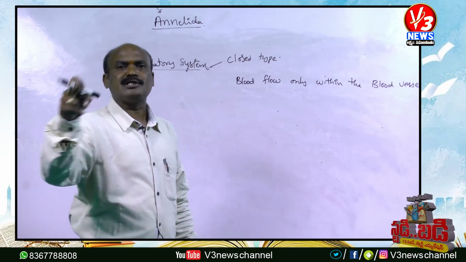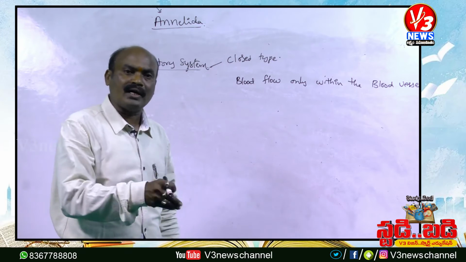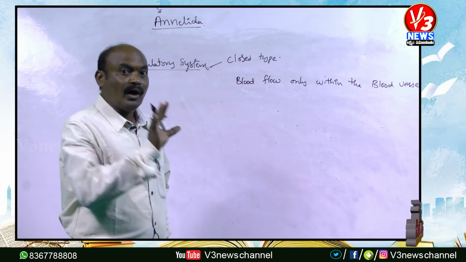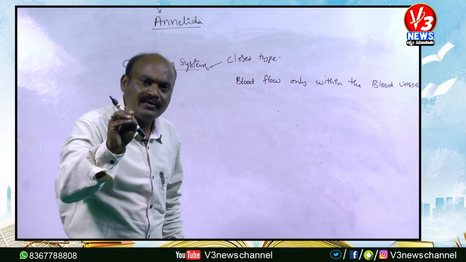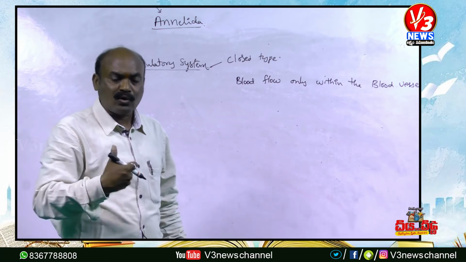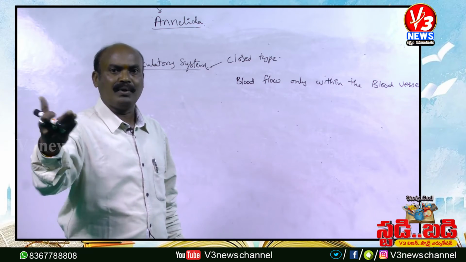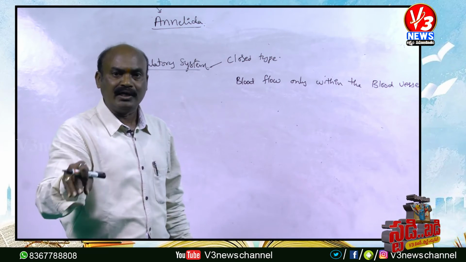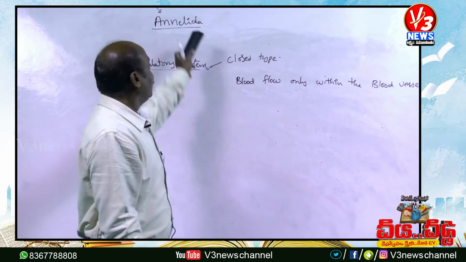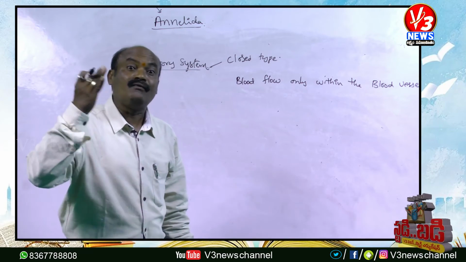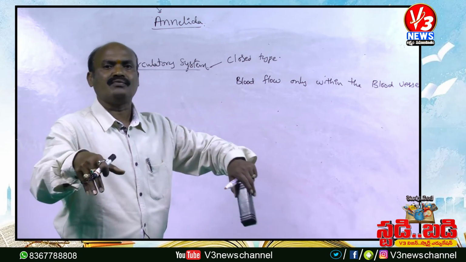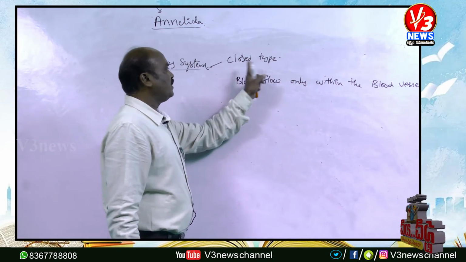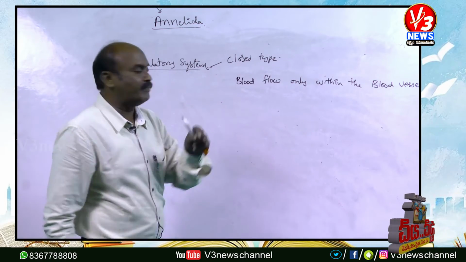Generally, the empty spaces present in arthropods are called sinuses. In arthropods, the blood vessels are poorly developed. The flow of blood along the blood vessels is poured into the sinuses. But here in annelids, the blood vessels are well developed, so there is no need for sinuses. That's why the type of circulation is called closed type.